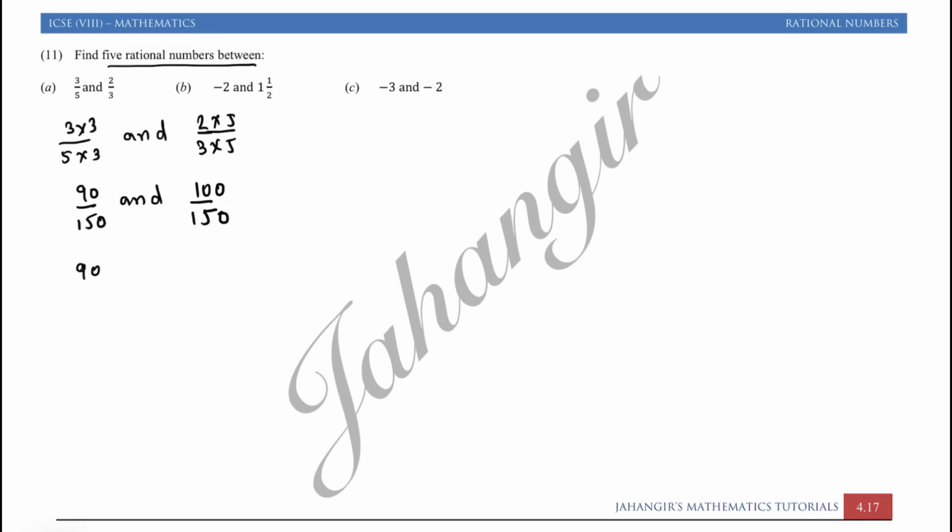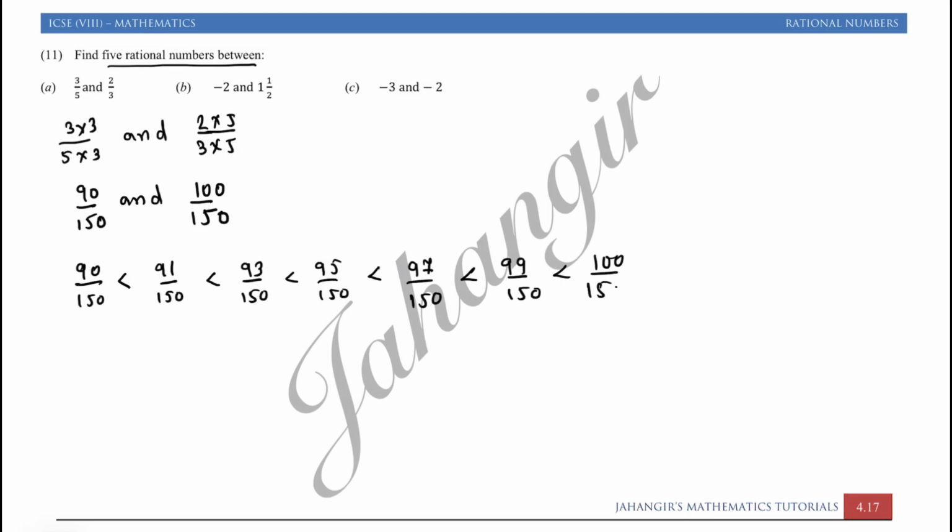So I can take 90 upon 150. I have to put 5 numbers. So I can start from 91 upon 150, 93 upon 150, 95 upon 150, 97 upon 150, how many is that, 4, 99 upon 150 and 100 upon 150. Okay. So now I have to write in the simplest form.